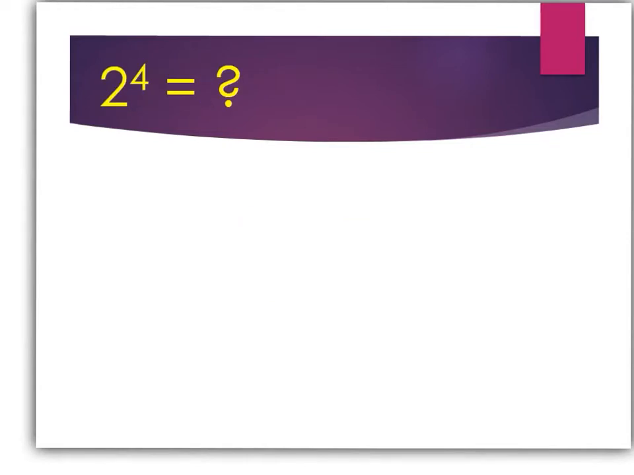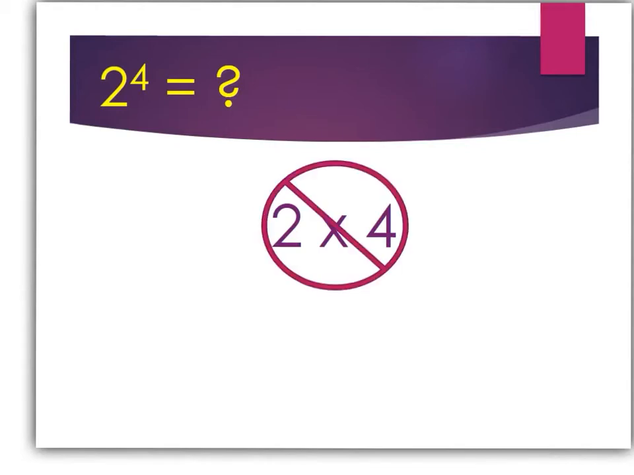So what happens if we've got a number that looks like this, where we have 2 raised to the 4th power, or 2 to the 4th power? What is that a shortcut for? In other words, what number am I multiplying by itself a certain number of times? If you said 2 times 4, nope, that is not correct. You don't multiply the base times the exponent to get your answer.